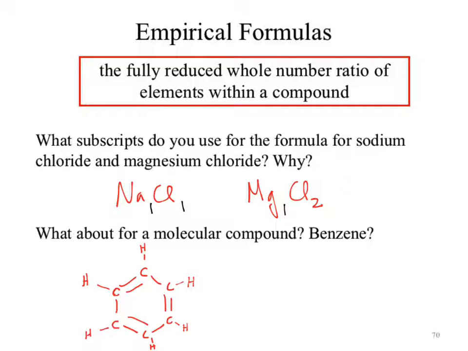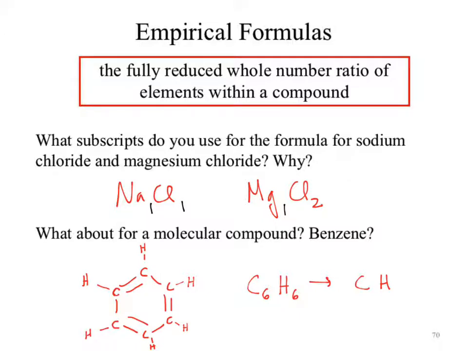Okay, so if I looked at the molecular compound benzene, there's its structure. Okay, so what would its formula be? 1, 2, 3, 4, 5, 6. C6H6. That would be a decent molecular formula. Okay, is that the empirical formula? No, the empirical formula says I want the fully reduced whole number ratio. So what would the empirical formula for C6H6 be? CH, the fully reduced ratio.